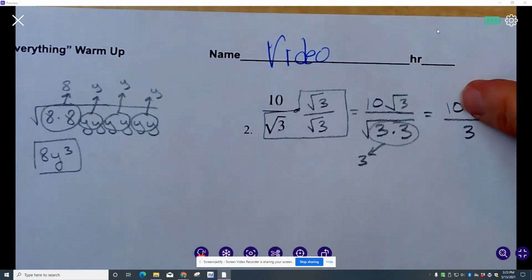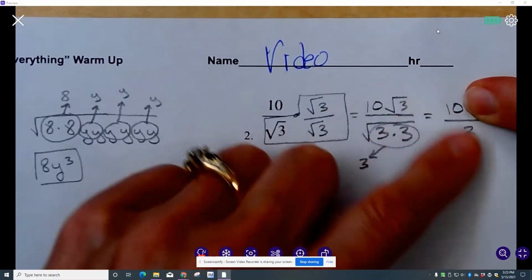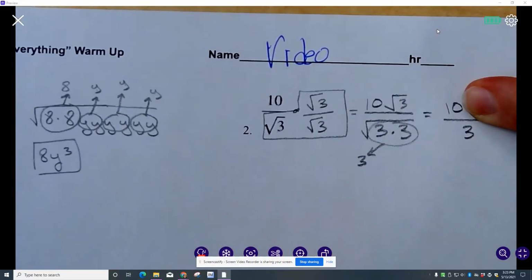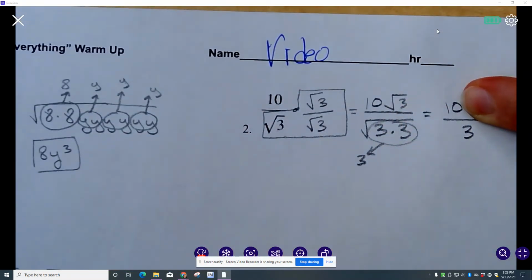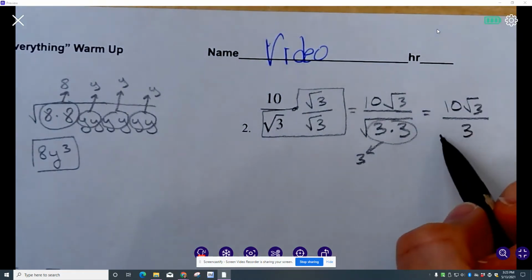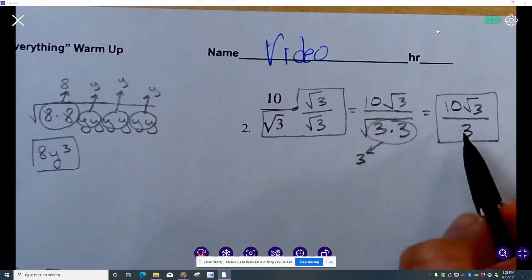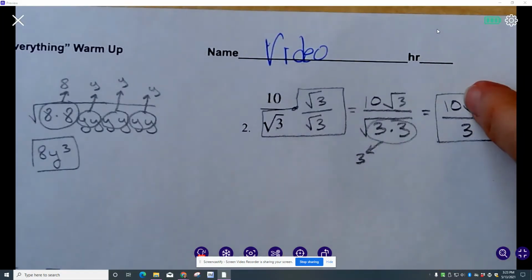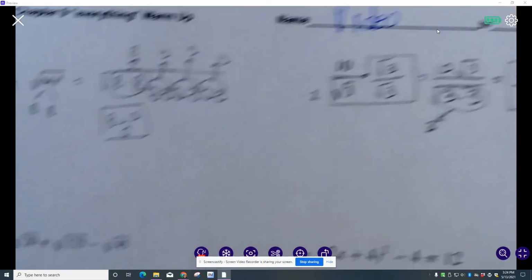Then remember, you want to cover up the jail and check your fraction outside the jail. Can that be simplified? Can 10 over 3 be simplified or reduced? It cannot, so then I'm done. But make sure you do that check. Hint, hint, make sure you do that check on the test.